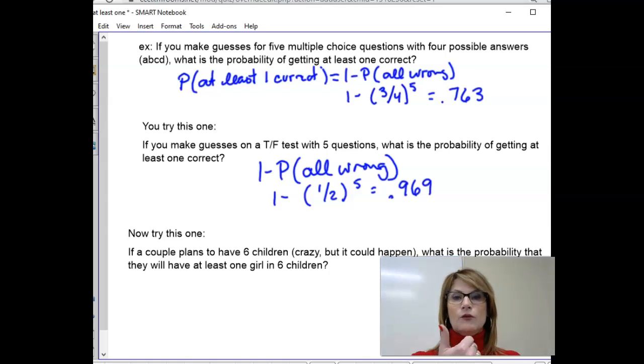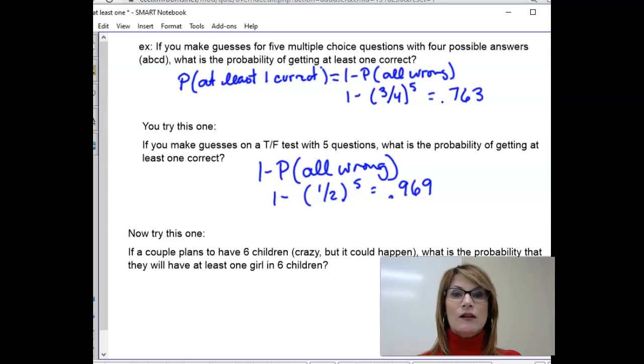And so that would be getting 1 correct, or 2 correct, or 3, or 4, or all 5. The only way you don't get at least one correct is if you get all 5 wrong. 1/2, 1/2, 1/2, 1/2, 1/2.